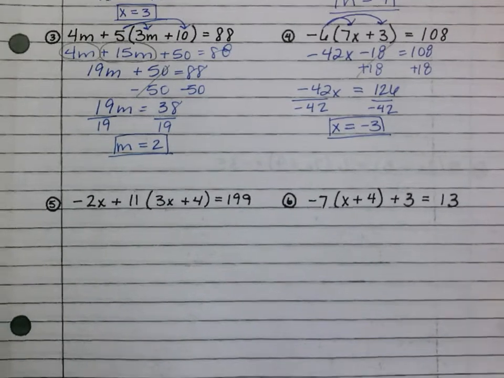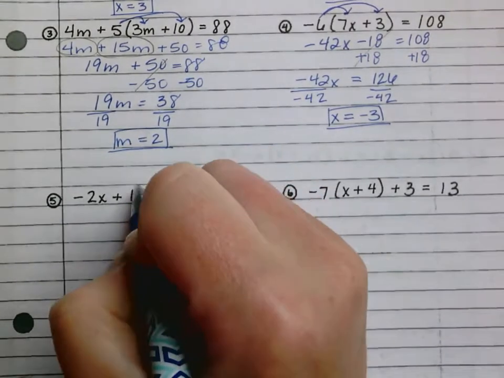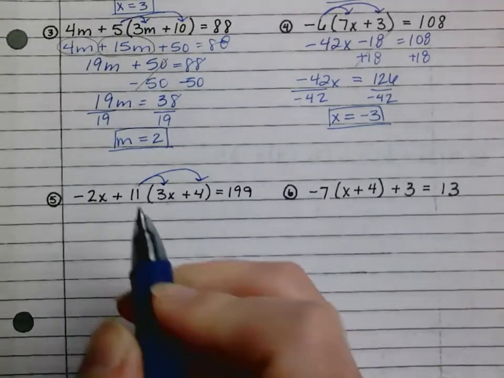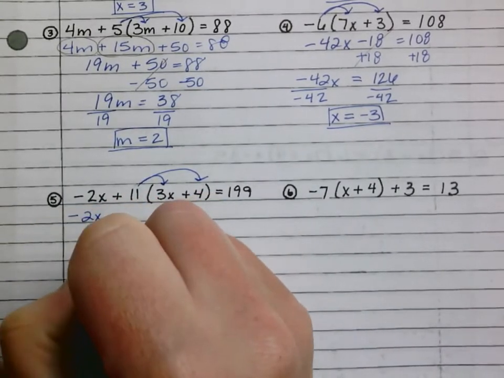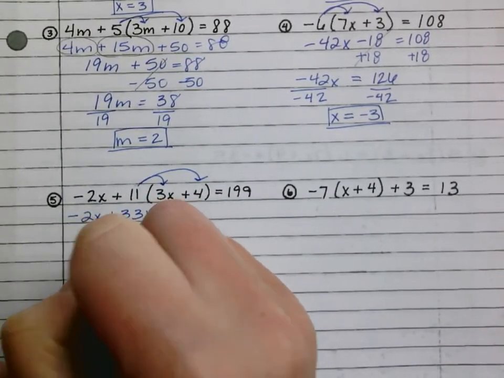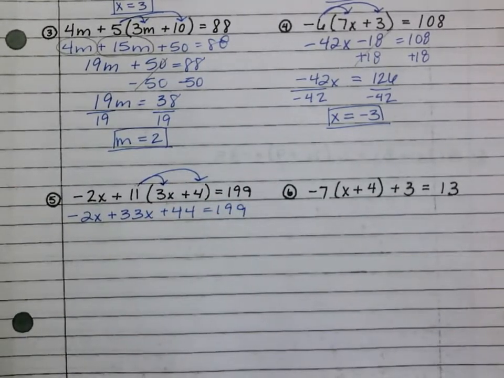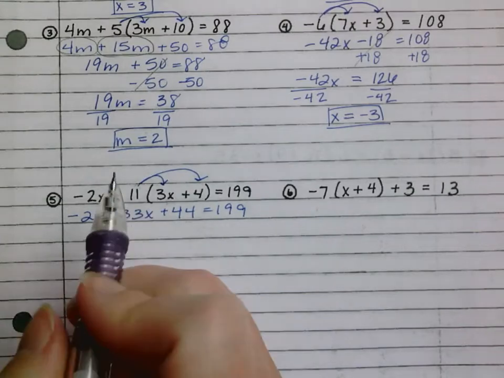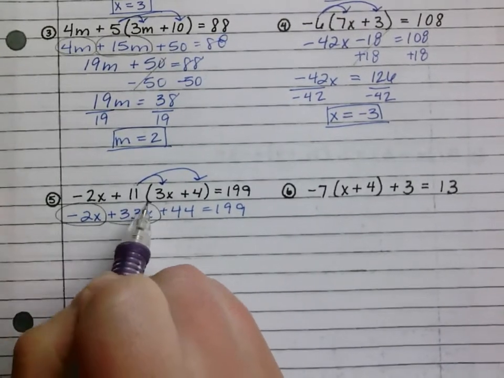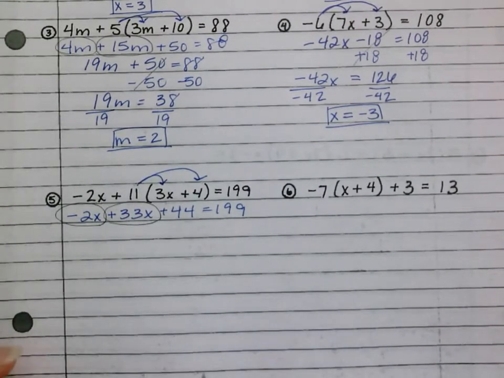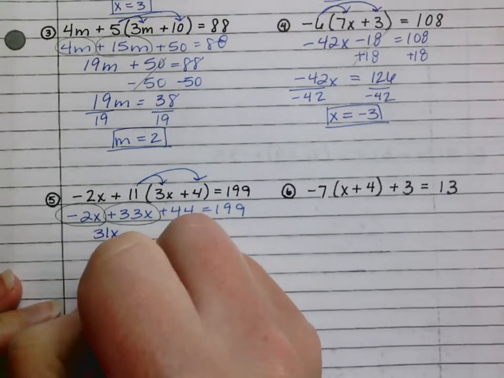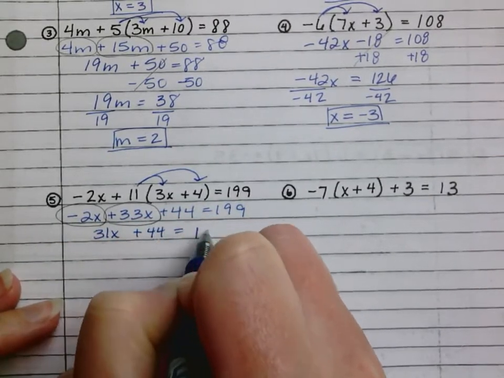In number 5, I need to distribute first, so that 11 gets distributed into the parentheses. So we get 33x plus 44 equals 199. And then I need to combine like terms. So both of these have an x in them, so these are my like terms. So I get 31x plus 44 equals 199.